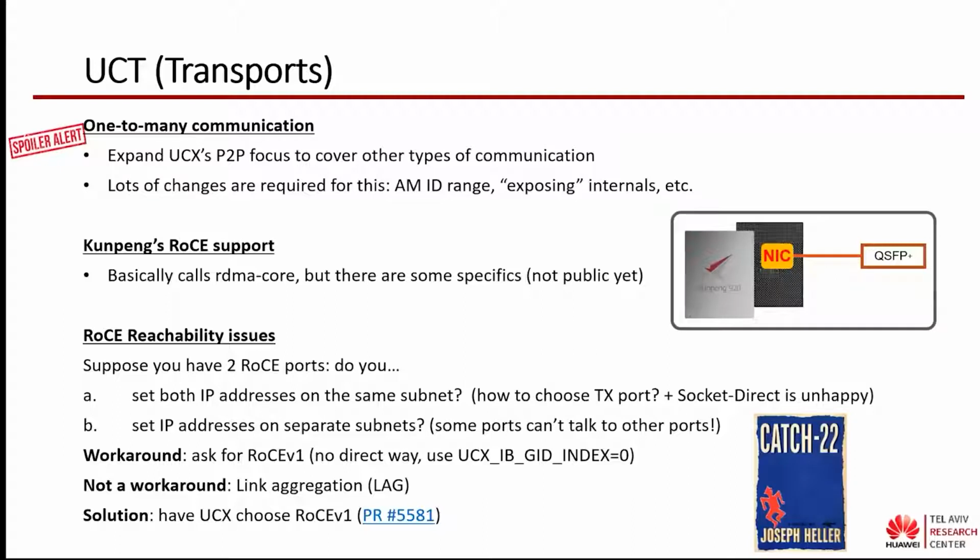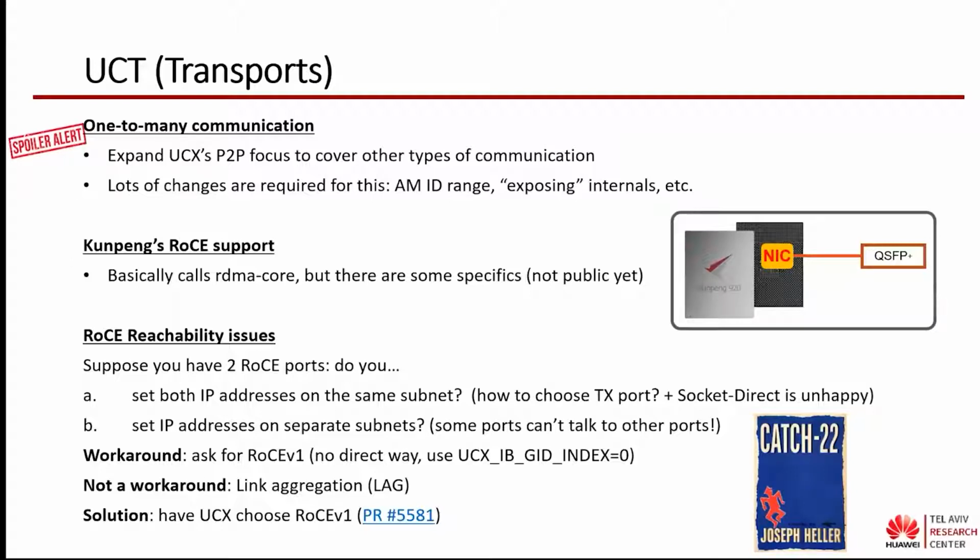RoCE reachability issues. We've had quite a few of them in the lab. There's a pending PR. I know I need to spend more time on it, but I wanted people to know it exists and it's important to us. So here's the basic description of the problem. If you have two RoCE ports on the same subnet, what do you do? Do you set both IP addresses on the same subnet? This drives Linux a bit bananas, because how do you choose the TX port? You have a conflict.